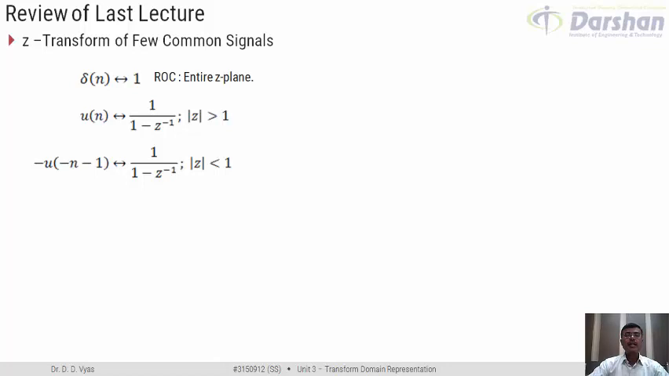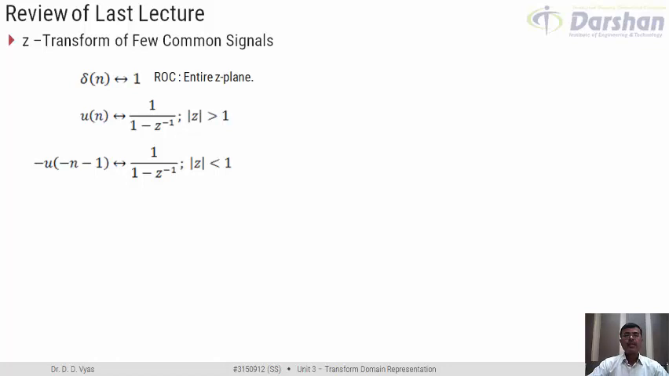We had also seen Z transform of unit step signal, which is 1 upon 1 minus Z inverse, mod Z greater than 1, the signal being causal. We had also seen Z transform of a signal minus U of minus n minus 1, and we identified that this is an anti-causal signal spreading from minus infinity to minus 1. Its Z transform is identical in expression to that of unit step signal U of n, that is, 1 upon 1 minus Z inverse, but where the difference lies is in terms of ROC.